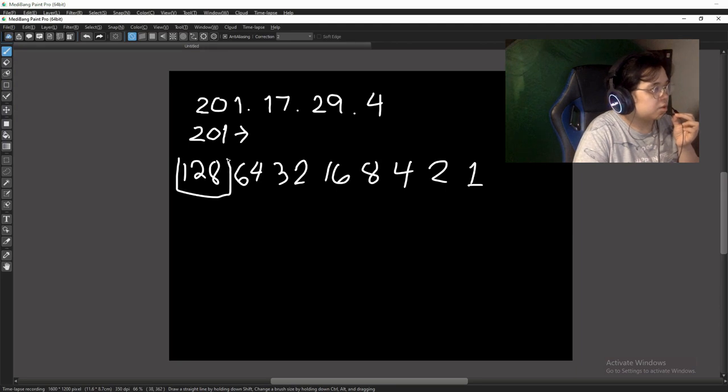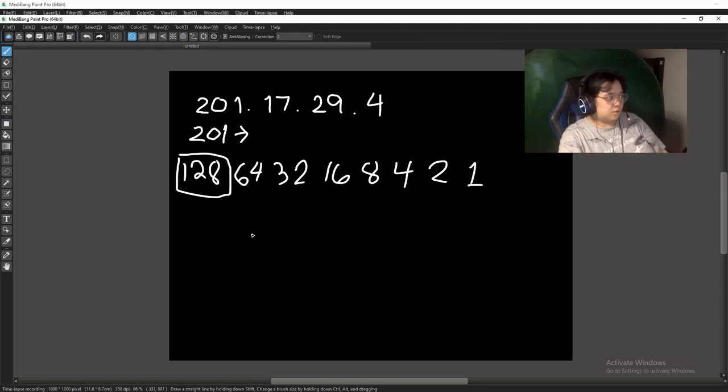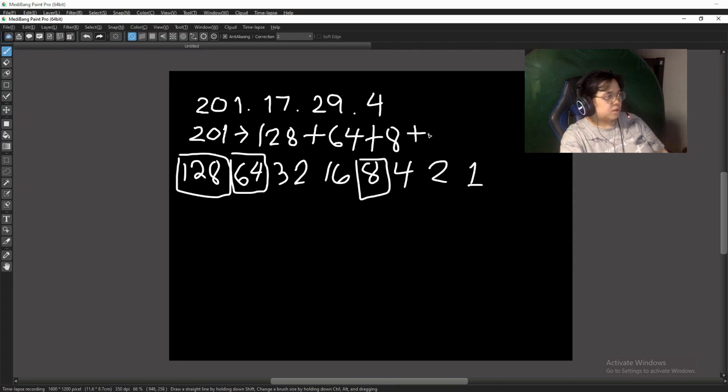We're going to circle this since we can subtract it. So now we can subtract 128 from 201. 201 minus 128 is 73. So we can go ahead and add this here. And then we can subtract 64 from 73. 73 minus 64 is 9. And go ahead and add that. And then we can subtract 8 from 9. 9 minus 8 is 1. Add this as well. And 1 minus 1 is 0.